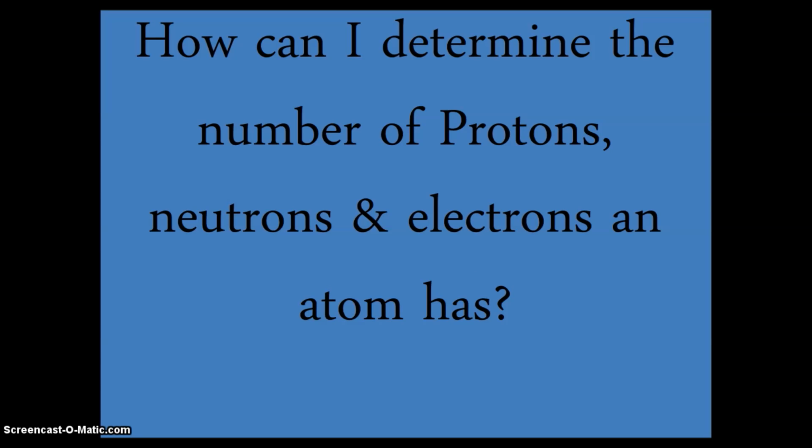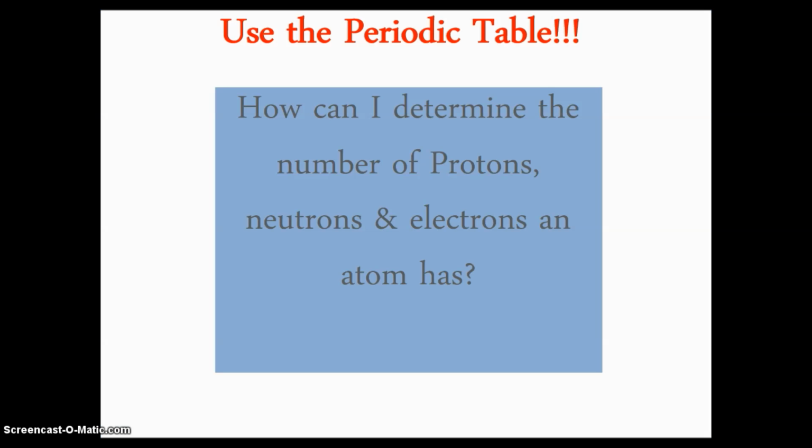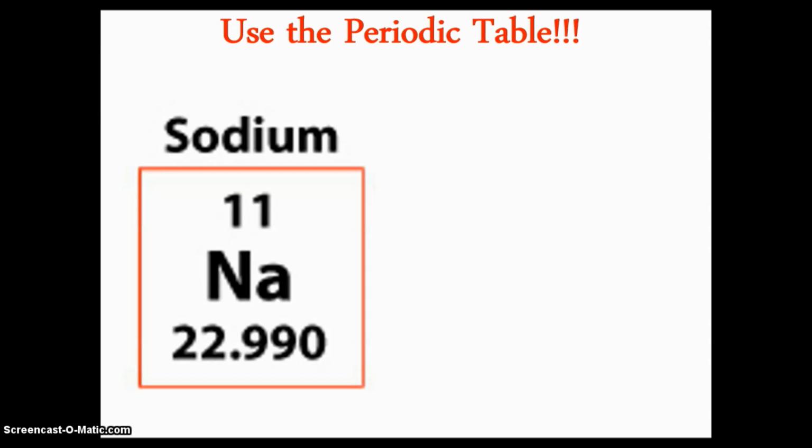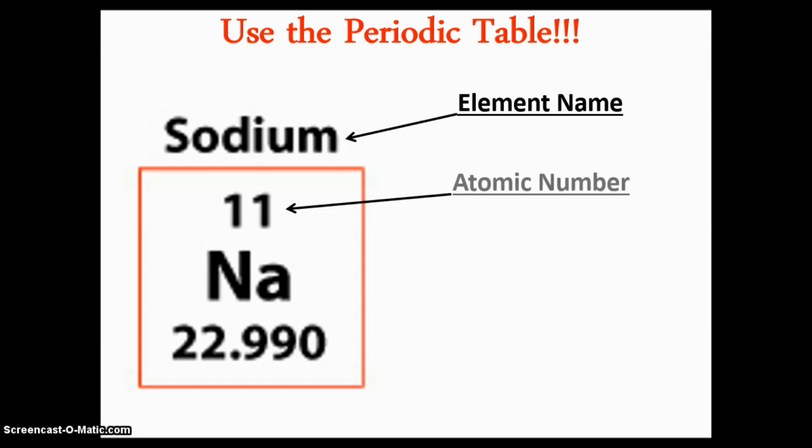How can I determine the number of protons, neutrons, and electrons an atom has? Well, let's take a look by using the periodic table. So let's look at sodium, for example. You can see in sodium the name of the element is located at the top of the box that you would find on the periodic table. Then you will see the number, which is what we refer to as the atomic number.